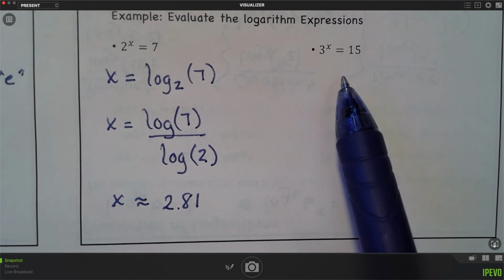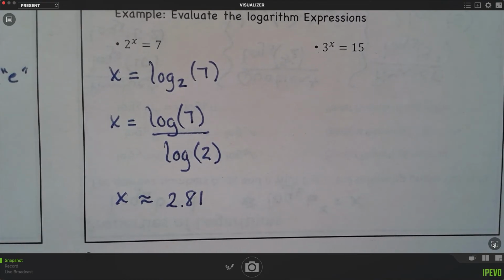On your own. 3 to the x equals 15. Done. Well, I'm going to tell you guys, if you just give me answers, I'm not going to give you any credit. 2.46. Do you have the change of base formula written in? I do.